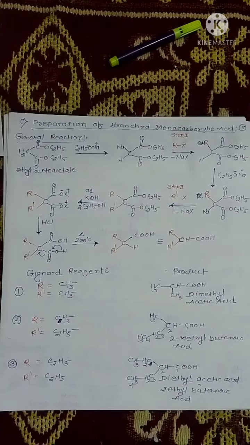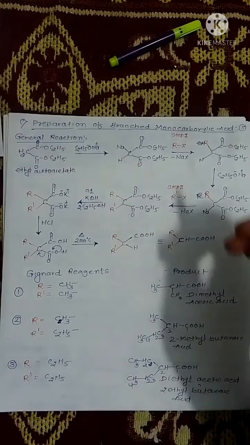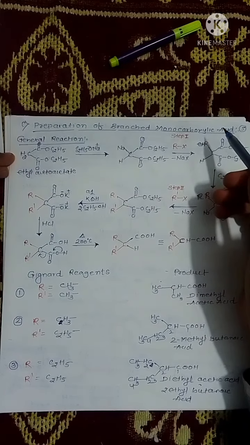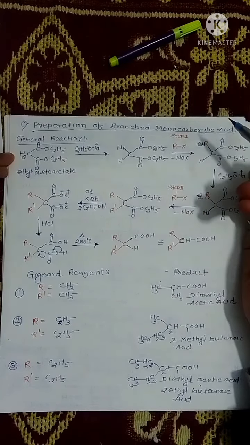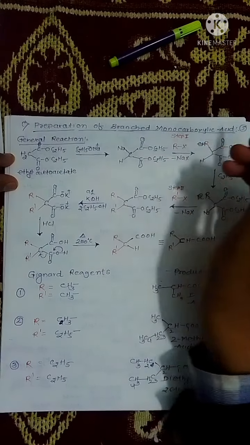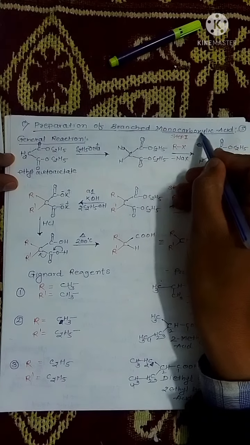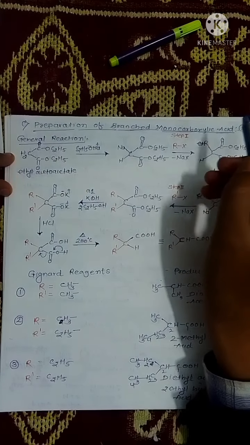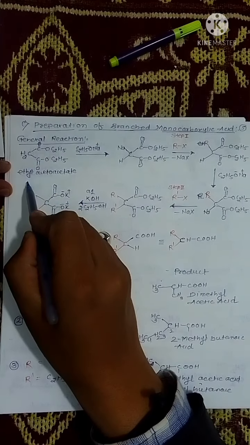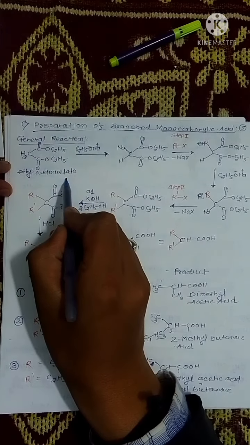Today we are going to see some more applications of malonic ester, and how malonic ester is used in the synthesis of branched monocarboxylic acid. This is the formula of malonic ester. It is also known as ethyl acetoacetate.